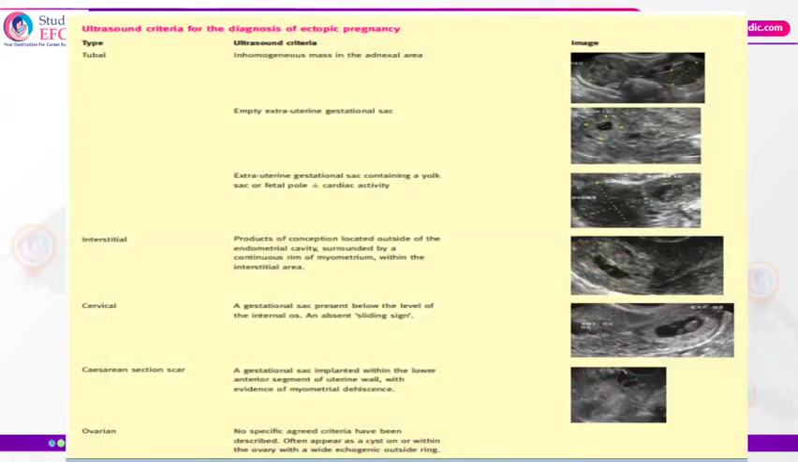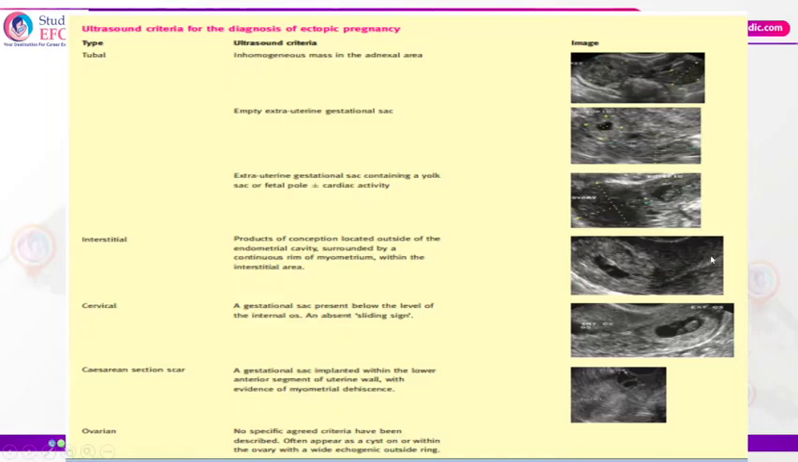So now, ultrasound criteria of the ectopic pregnancy diagnosis. Tubal inhomogeneous mass in the adnexa. This is the inhomogeneous mass. Then empty extrauterine gestation. See, the endometrium is empty. Extrauterine gestational sac is there, with the yolk sac and the fetal cardiac activity. That is present here.